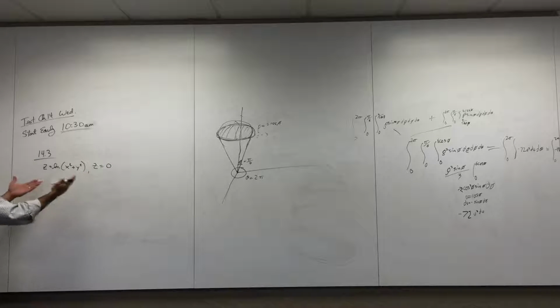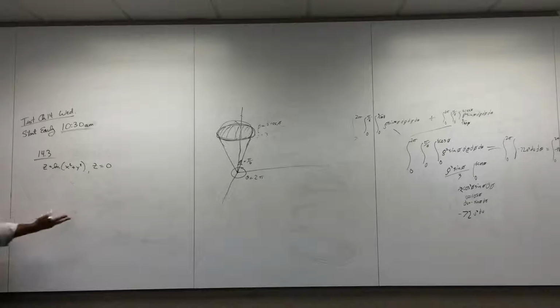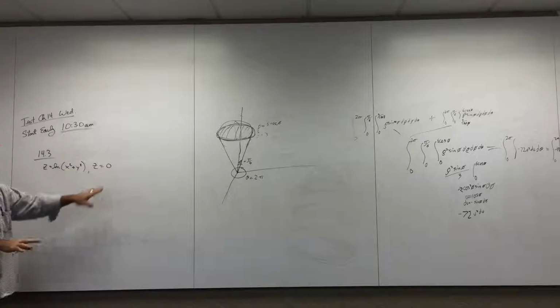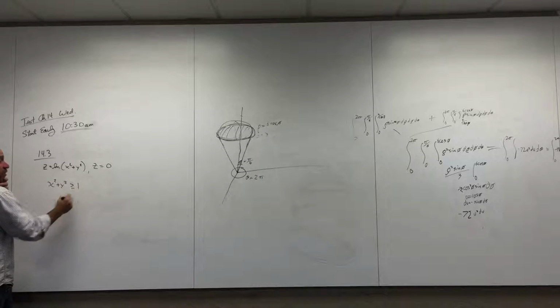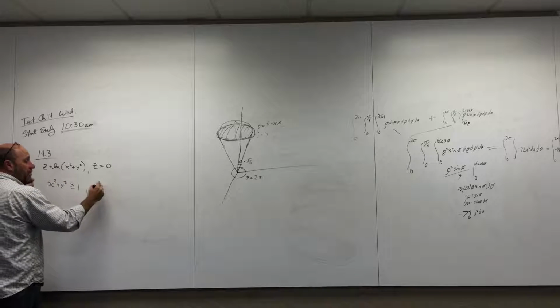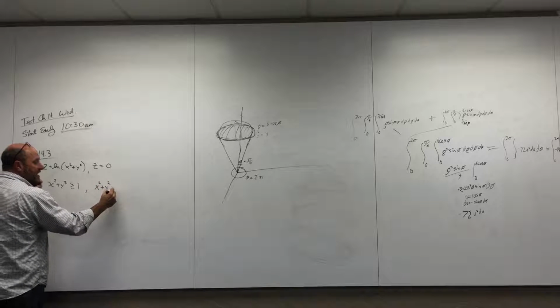Just real quick, I would kind of guess that that's my bottom and that's my top. I mean, I have the good old XY plane, and then this is some surface above the XY plane. And then they tell me that x squared plus y squared better be greater than or equal to 1, and also x squared plus y squared better be less than or equal to 4.